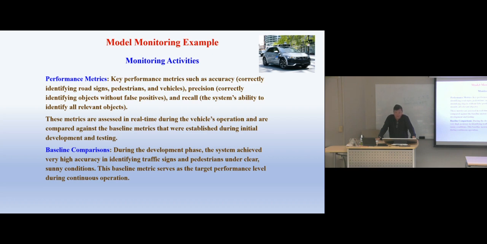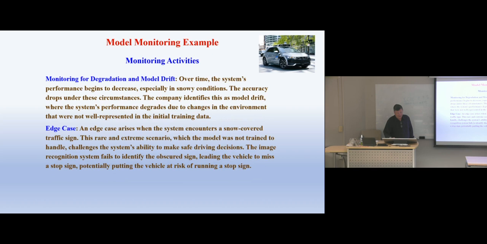You really don't want to shut down your autonomous car in a rainstorm. So people are starting to think through this and they say, okay, so this baseline metric serves as a performance level. Keep in mind clear sunny conditions, which I was real surprised. Okay, the system began to decrease, especially in snowy conditions. Actually, all of our performance decreases in snowy conditions.